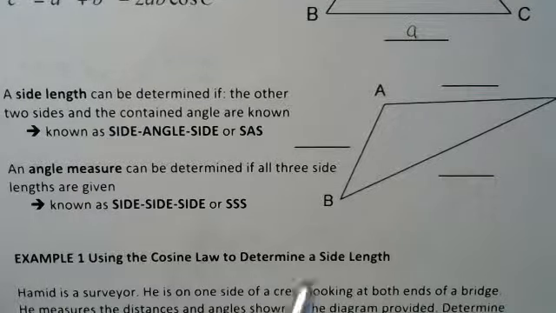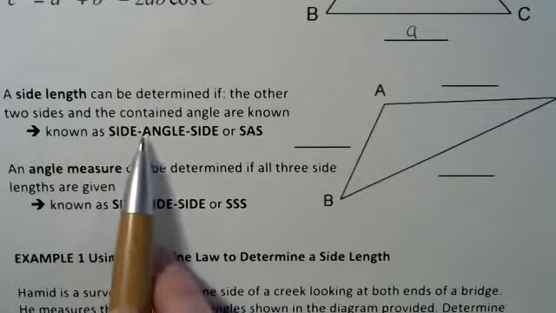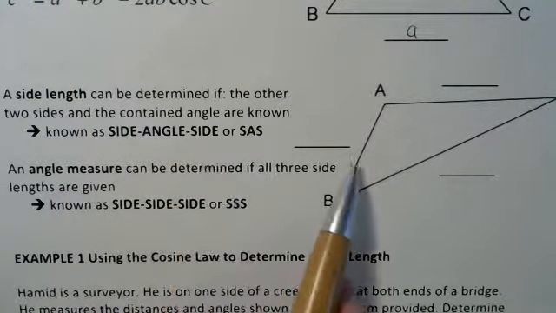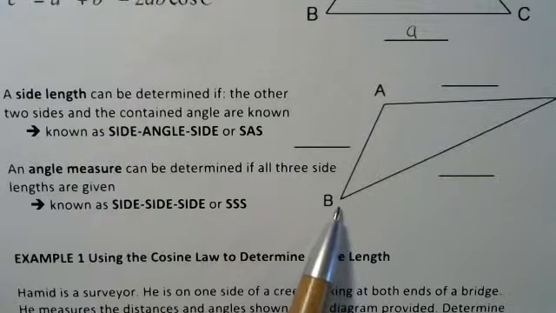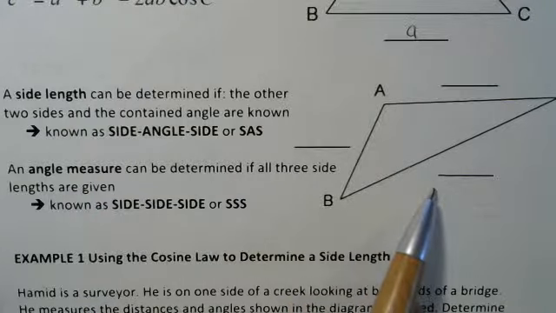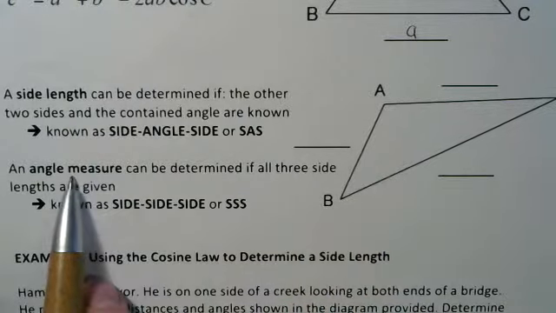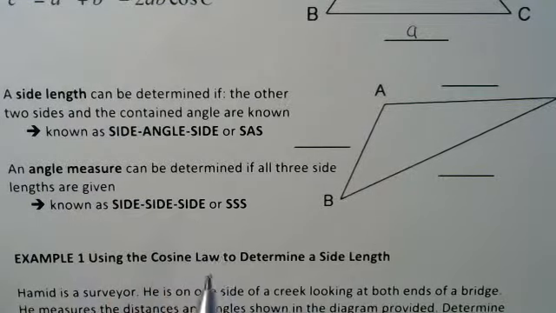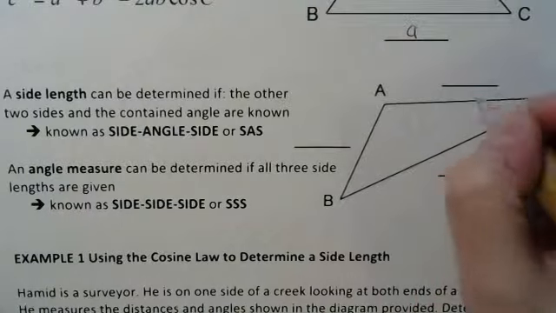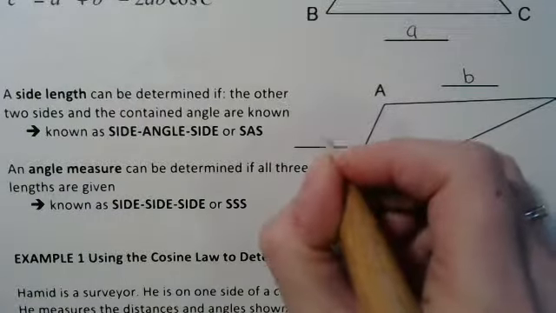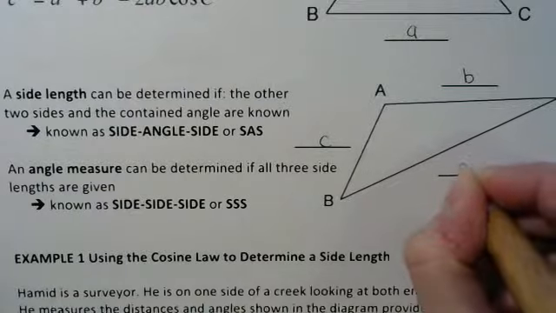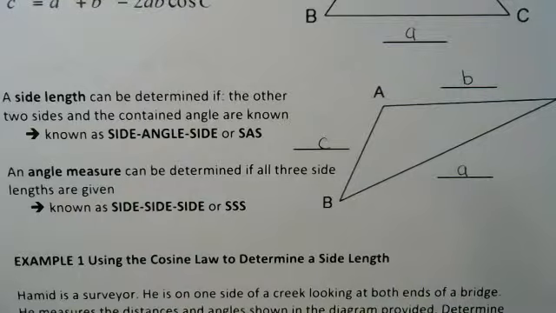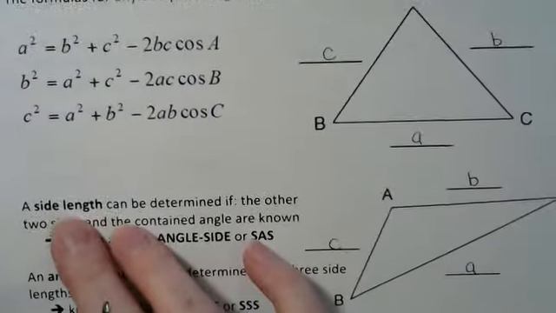So to summarize that, we can use this if we have a side angle side situation. Basically, we know one side, we know the angle next to it, and we know the side after that. Or we can find an angle if we have the three sides of the triangle. Similarly, this one can be labeled the same way we did the other one. Okay. So that's it. We can use this formula, substitute in.